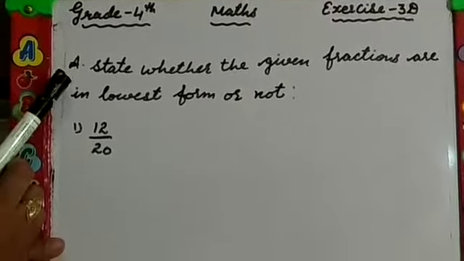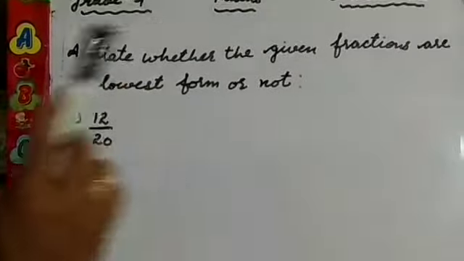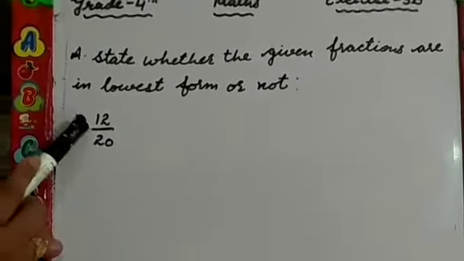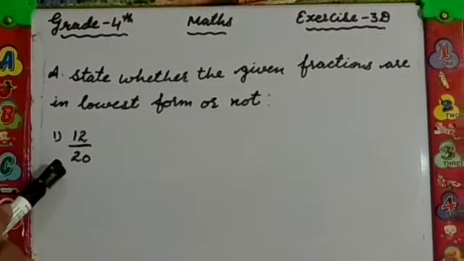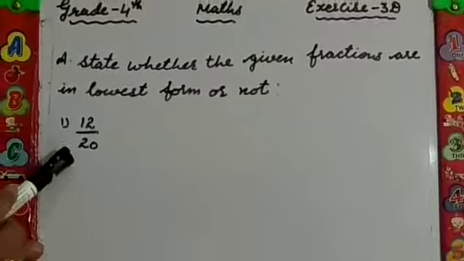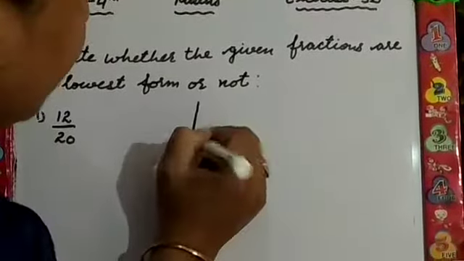First question of this exercise is: state whether the given fractions are in lowest form or not. One fraction is given to you, 12 by 20. We have to check whether it is divisible by any other number or not. So firstly we are going to do their prime factorization.